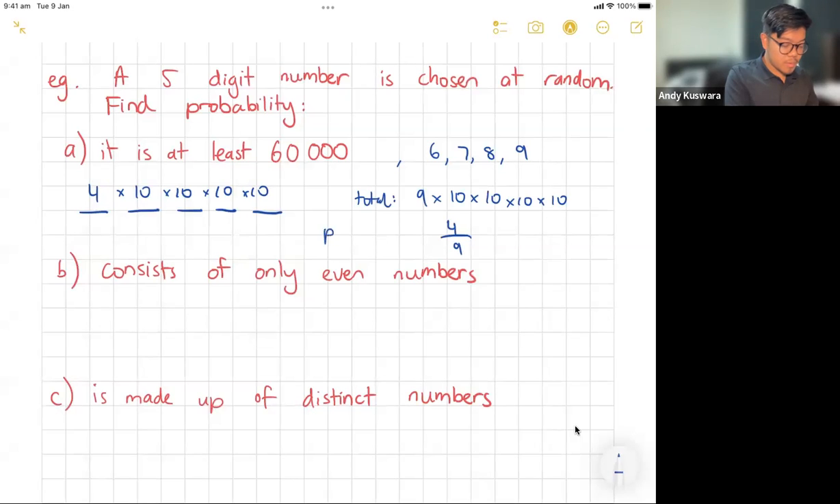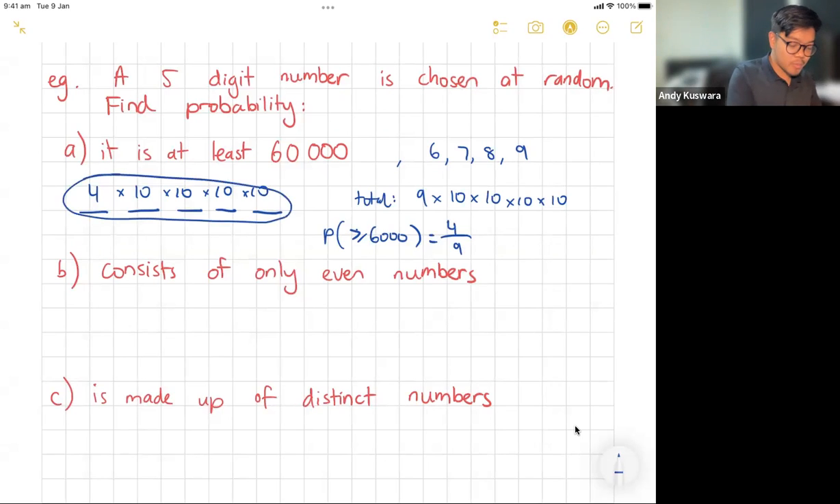Right. So the probability of a number being greater than or equal to 6,000 is going to equal 4 on 9. There we go. We got there. Okay. So it's just going to be this one because it's the number of favorable. That's how many were favorable. That's the number that were total.